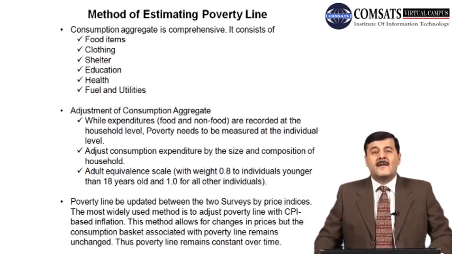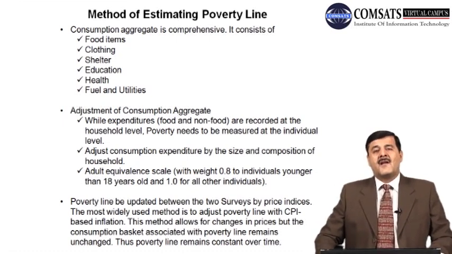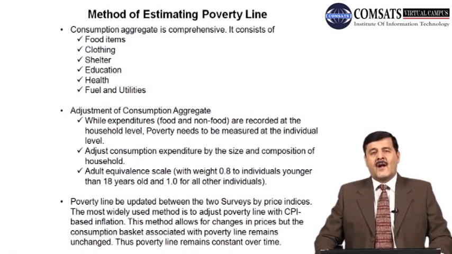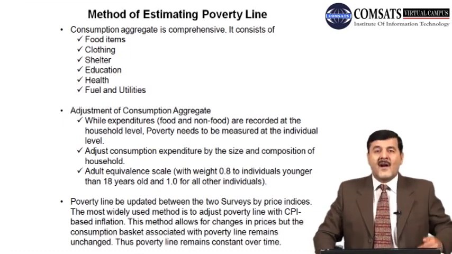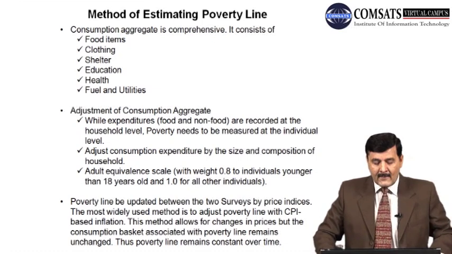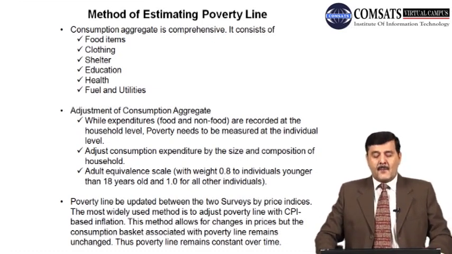So normally the weight which we use to measure poverty for the people who are 18 or under 18 is 0.8, and the weight which is used for the people above 18 is 1. So the poverty line can be updated between the two surveys by price indices.